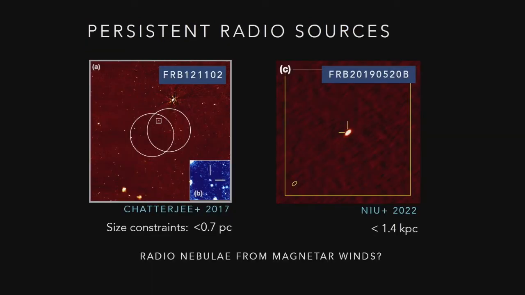Okay, so zooming in a bit further, we now know that there are two FRBs coincident with persistent radio sources. These are both repeating FRBs in dwarf galaxies. And the prevailing theory here is that the radio emission is powered by some kind of magnetar nebulae.